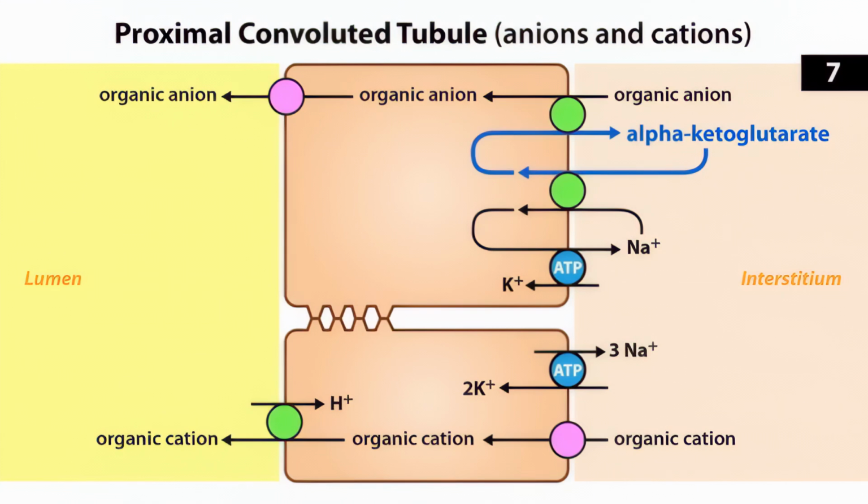At the bottom, you see how cations are reabsorbed. There's a net excretion of cationic electrolytes because you're pushing out 3 sodiums for every 2 potassiums that come. And that net excretion of cations sets up an electrochemical gradient, which allows organic cations to move into the cell, down the gradient. And then those cations are secreted into the lumen by exchanging them for hydrogen, for bringing hydrogen into the cell. So that's how cations and anions are actively secreted in the proximal tubule.